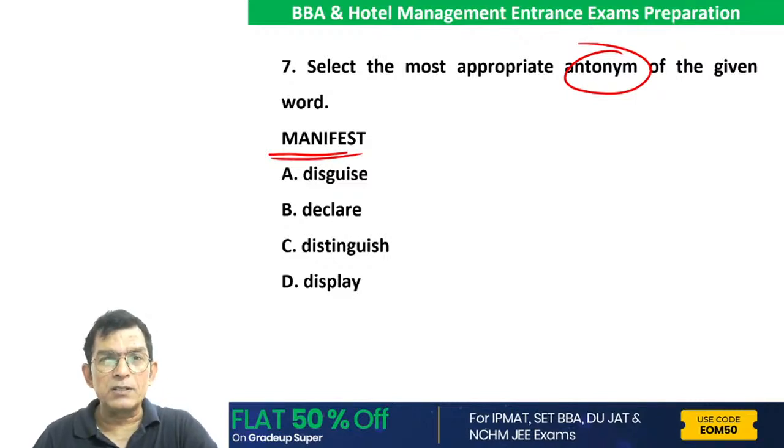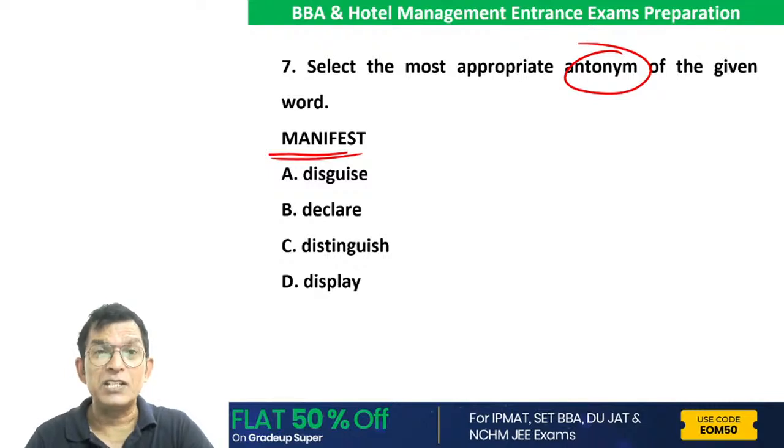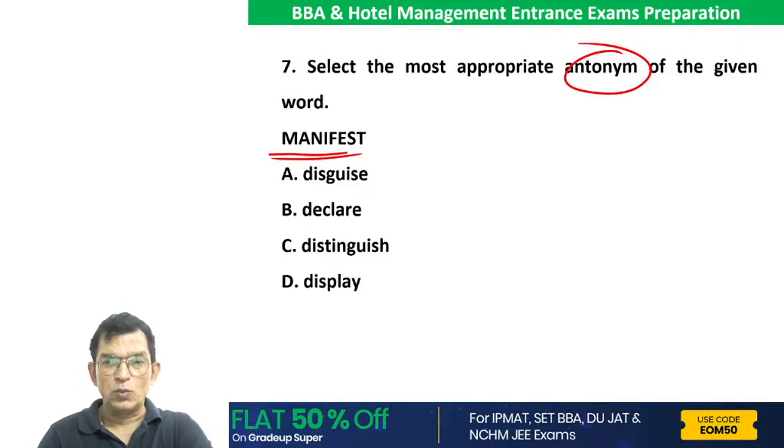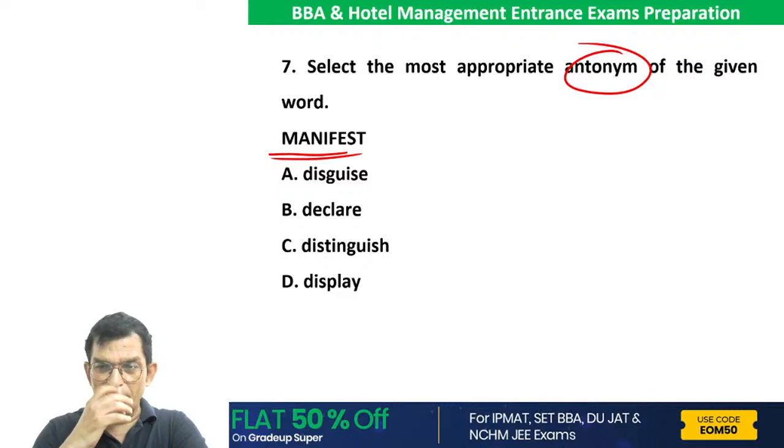His happiness manifested on his face. It was evident for everyone that he had achieved something. Okay, happiness manifested on his face. So what will be the opposite? Happiness manifested on his face. So what will be the opposite?